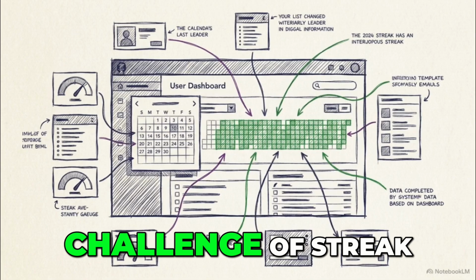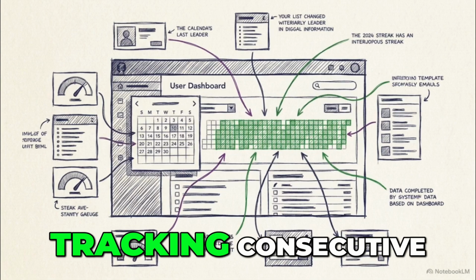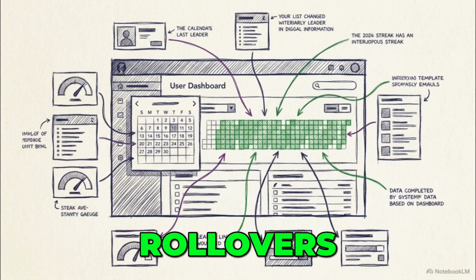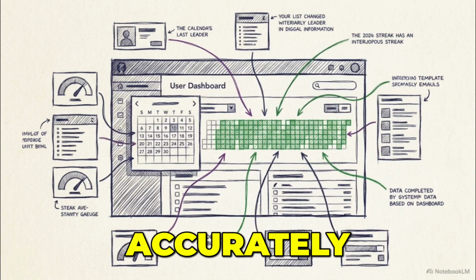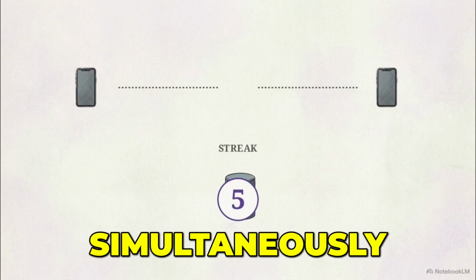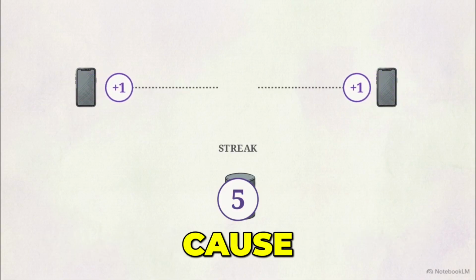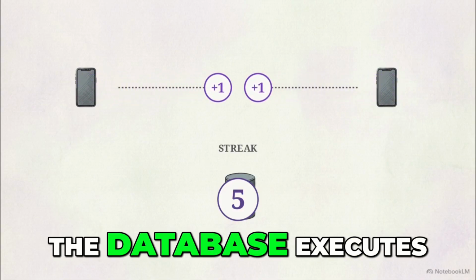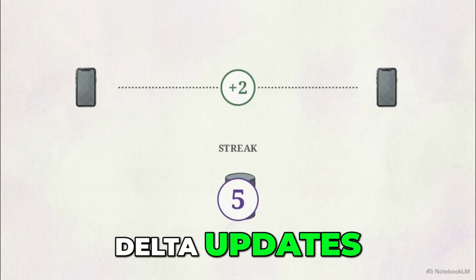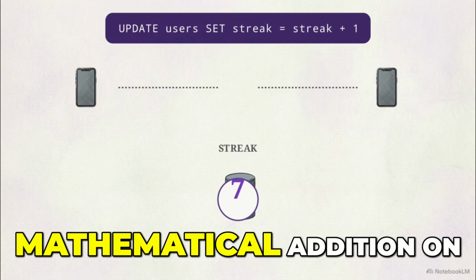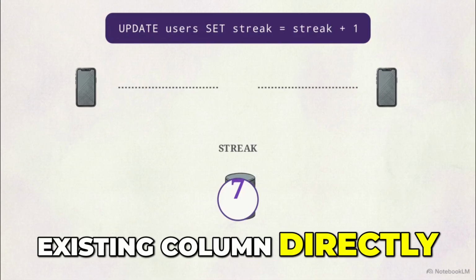Then there is the challenge of streak computation. Tracking consecutive daily logins requires navigating month rollovers, leap years, and gap resets accurately. If a user posts progress from 2 devices simultaneously, sequential read-writes cause one session to overwrite the other streak. To prevent this, the database executes atomic delta updates. The SQL instruction tells the database to perform mathematical addition on the existing column directly.